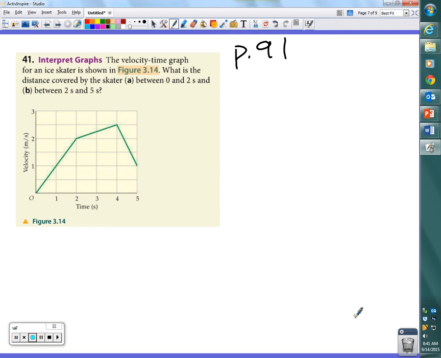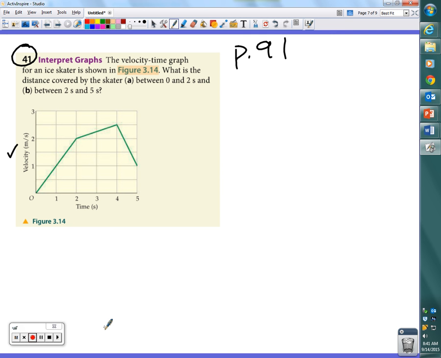Here on page 91, let's take a look at number 41. Okay? So, Devin, this is a great transition that we just made right there, right? Here we have transitioned from a position time graph to a velocity time graph, right? So when we're interpreting these graphs, we have to make sure we know what type of graph we're talking about. Here, the graph goes up a little more, and then comes back down.